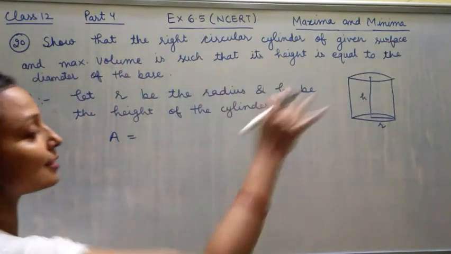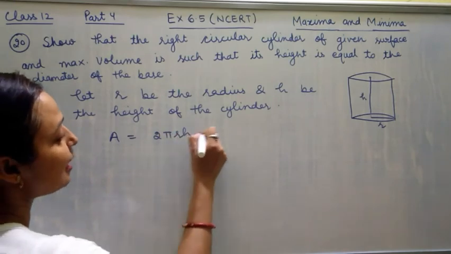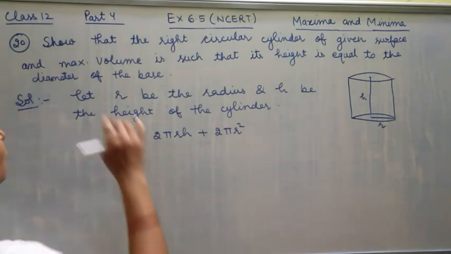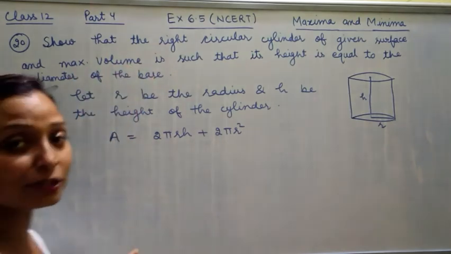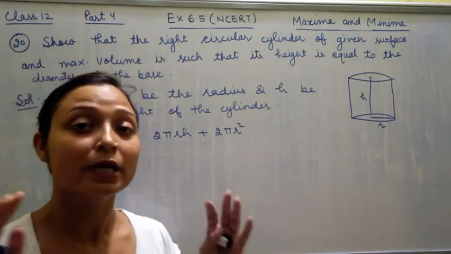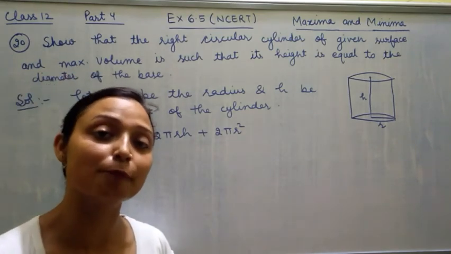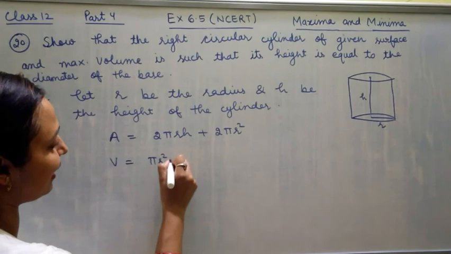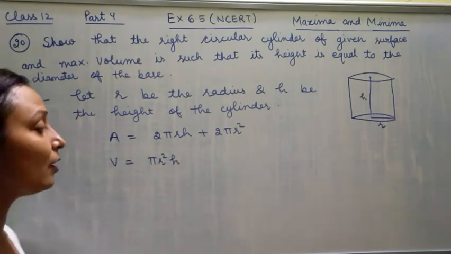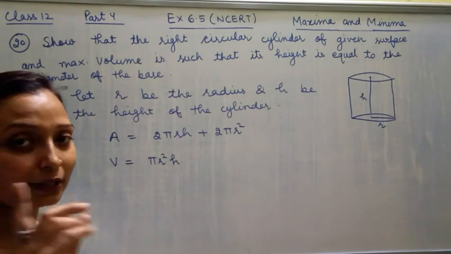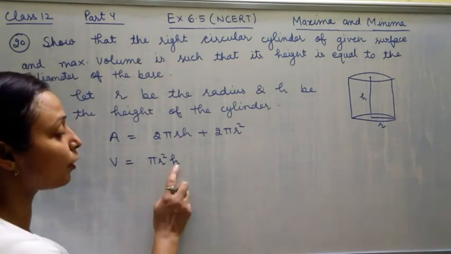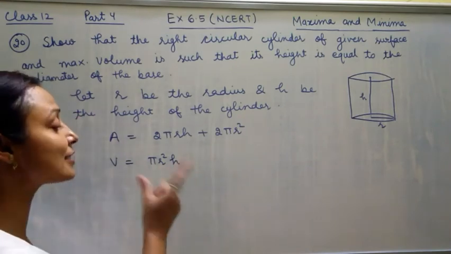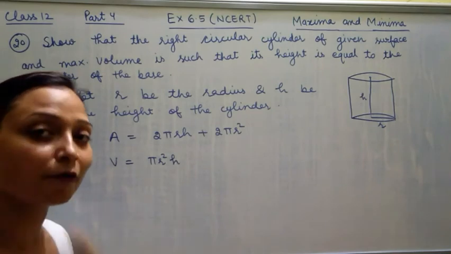Area A is equal to the total surface area, that is 2 pi r h plus 2 pi r square. This is the total surface area of the cylinder. And for maximum volume, you have to show that the volume is maximum. For this, you have to make the function of volume first. So volume is equal to pi r square h. Before doing the derivative, the whole function should be in one variable. There should not be two separate variables. Either you will change it into the form of r or into the form of h. It is totally your choice.